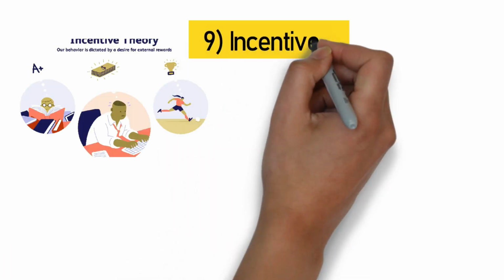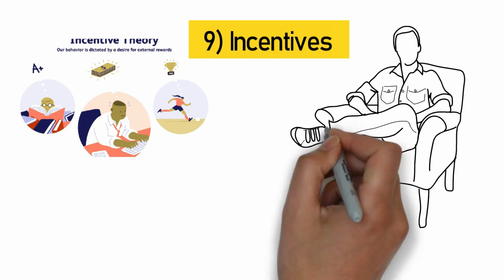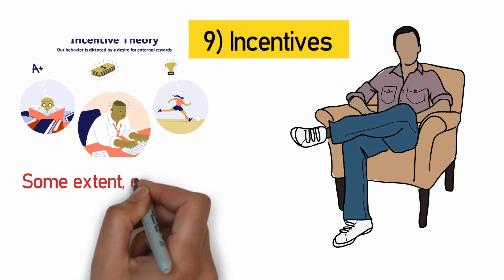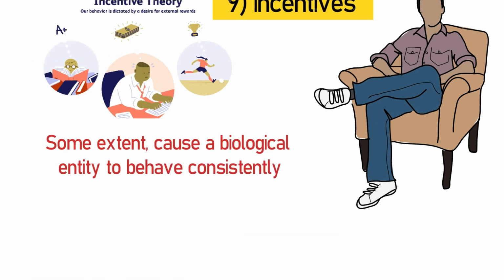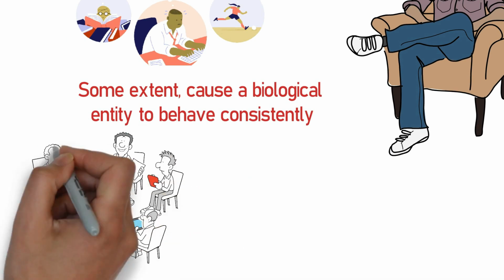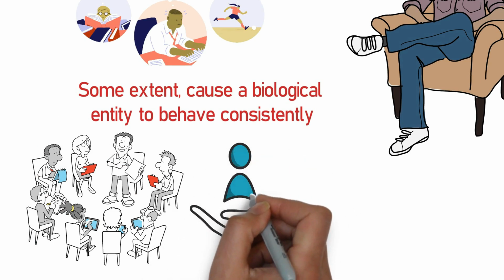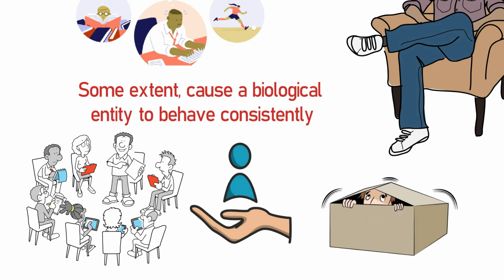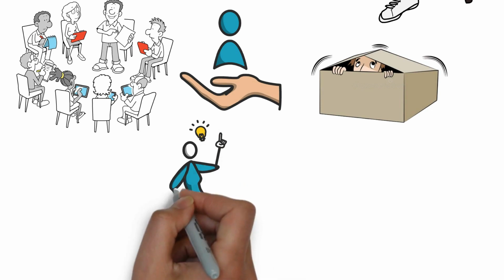Number 9. Incentives. In order to stay alive, all creatures respond to incentives. Constant incentives will, to some extent, cause a biological entity to behave consistently. Humans are included and serve as excellent examples of biology's incentive-driven nature. However, humans are complicated because their incentives can be hidden or intangible. The golden rule of life is to keep doing what has worked in the past.